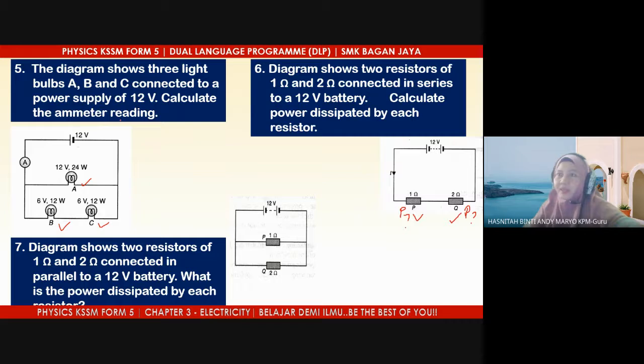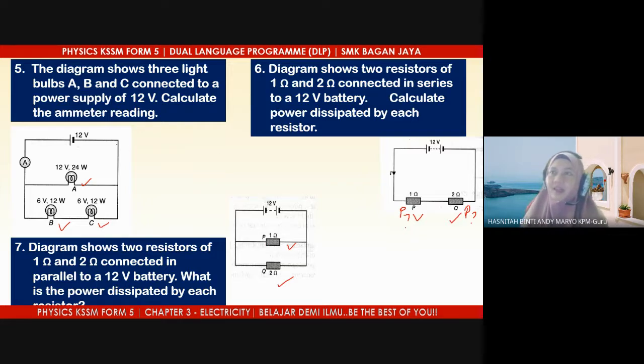And question 7, this is the diagram, showing two resistors connected in parallel. P is 1 ohm, Q is 2 ohm, to a 12 volt battery. What is the power dissipated by each resistor? Question 7 is similar to question 6, only the arrangement is different. This one, P and Q are arranged in series. For this one, P and Q are arranged in parallel.